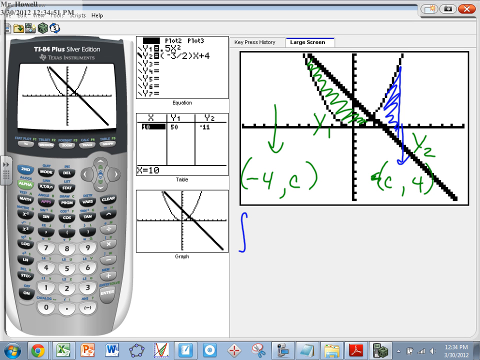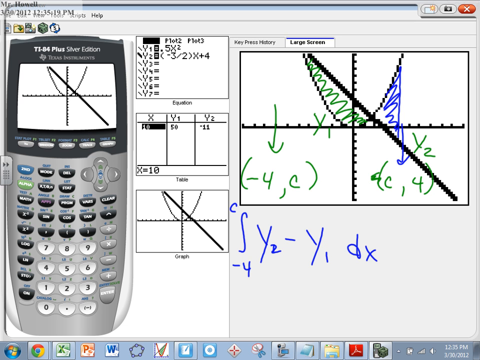No, I was saying y squared because of the other function. Y squared. Which one's on top? Y2. Thank you. Not y squared. Subscript. I'm sorry, y2 minus y1 dx. Sorry, my y's are terrible. I'm trying to make capital Y's, guys. Is that better? Yeah. Y2, minus y1 dx. Good. And from negative 4 to c.